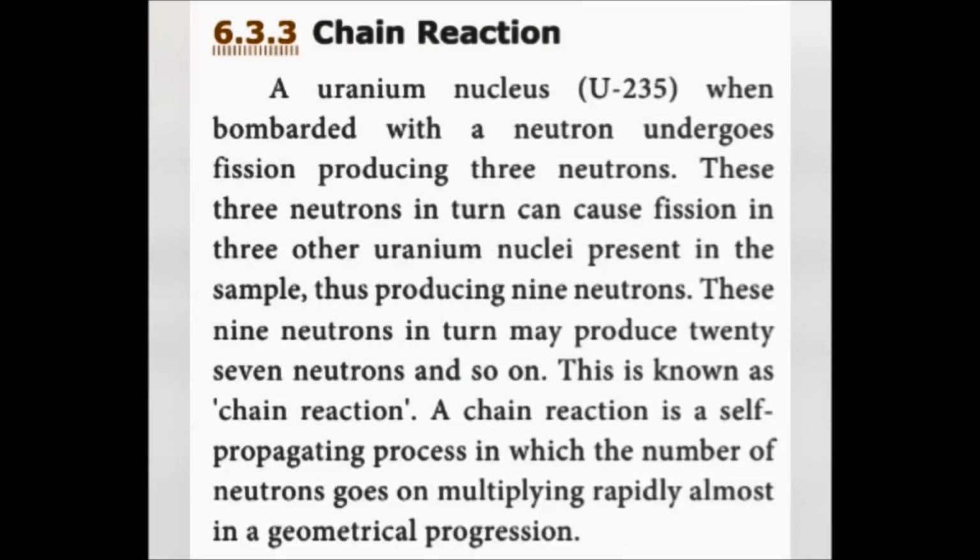What is chain reaction? During a nuclear reaction, the production of a number of neutrons, which goes on multiplying rapidly almost in a geometrical progression, is known as chain reaction. For example, uranium-235 bombarded with a neutron produces 3 neutrons. Again, these 3 neutrons cause fission with other uranium to produce 9 neutrons.